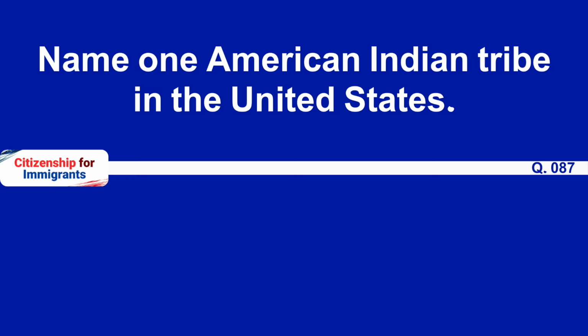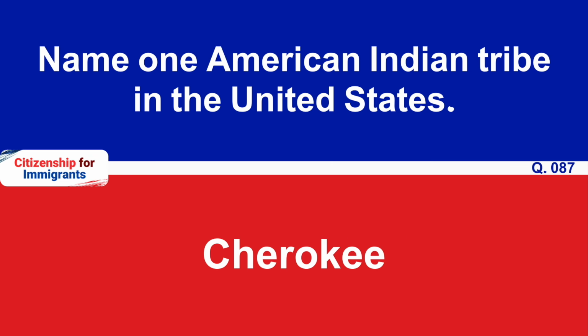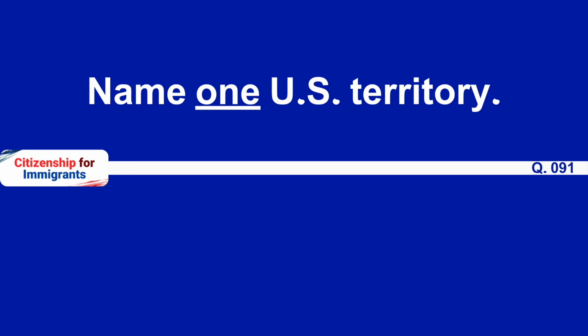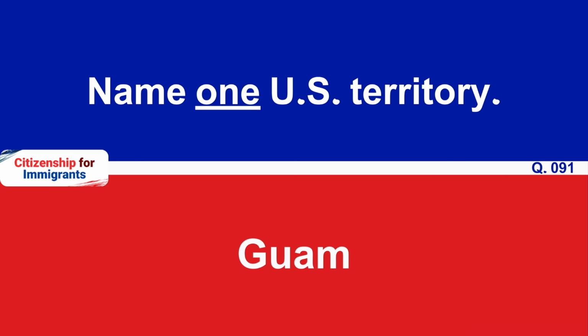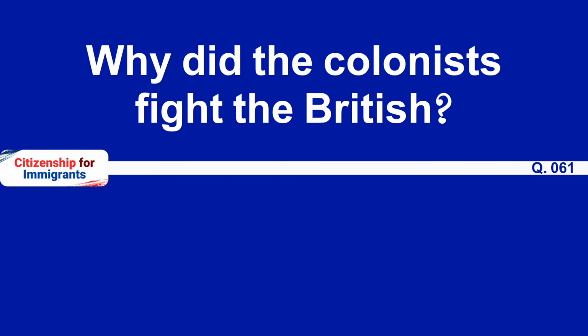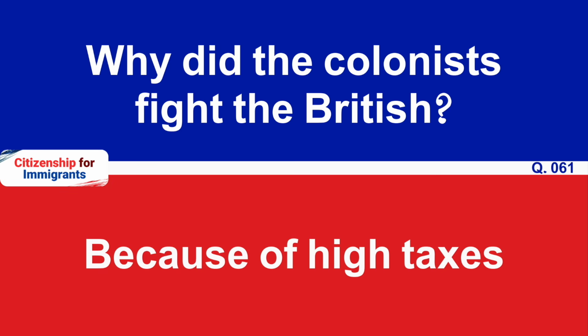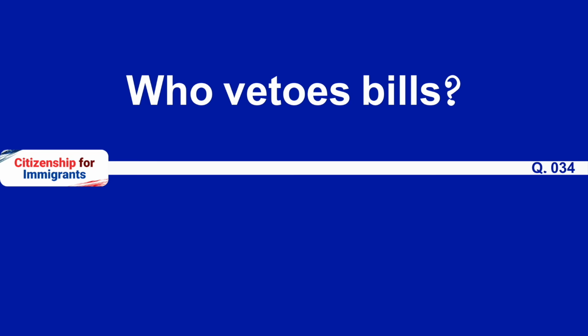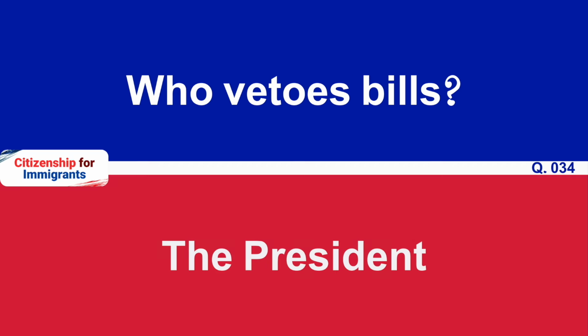Name one American Indian tribe in the United States. Cherokee. Name one U.S. territory. Guam. Why did the colonists fight the British? Because of high taxes. Who vetoes bills? The President.